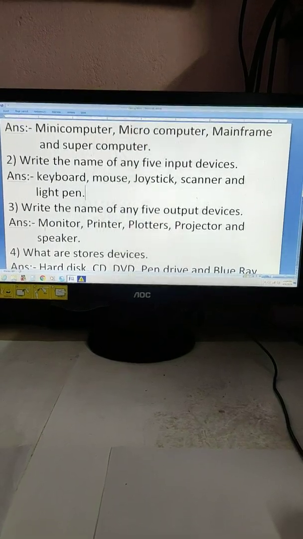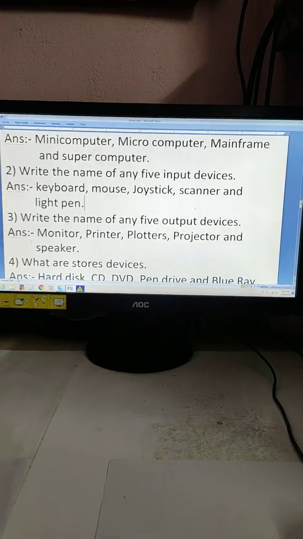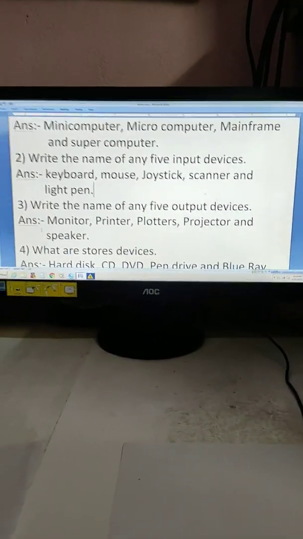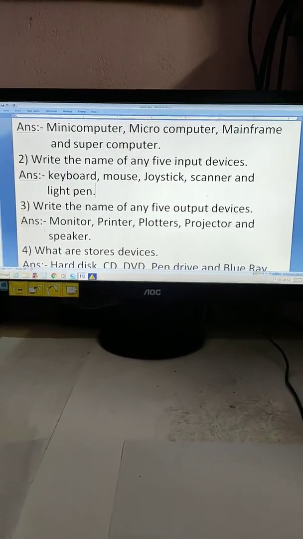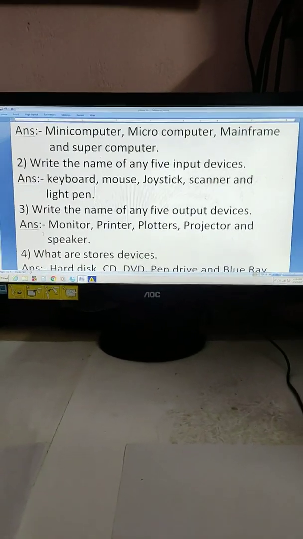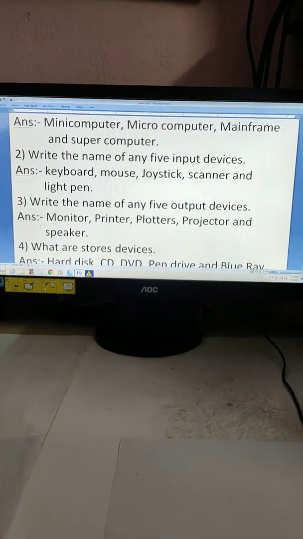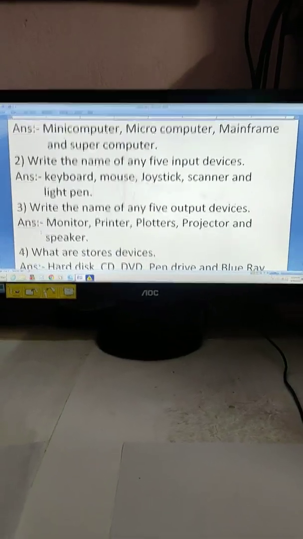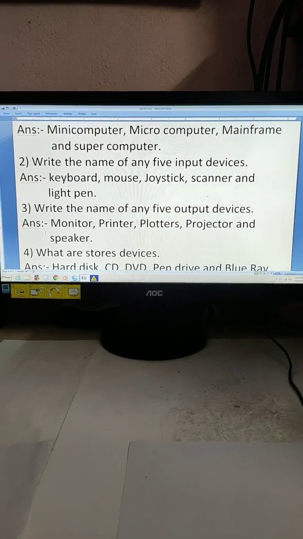Question number 3. Write the name of any 5 output devices. You will write the output devices, meaning where we can get the output, for example a monitor. Suppose I am also doing work over here, you can look at what output means, what we are getting. So write the name of any 5 output devices: monitor, printer, plotter, projector and speaker. All these 5 items are where we get the output from the computer.